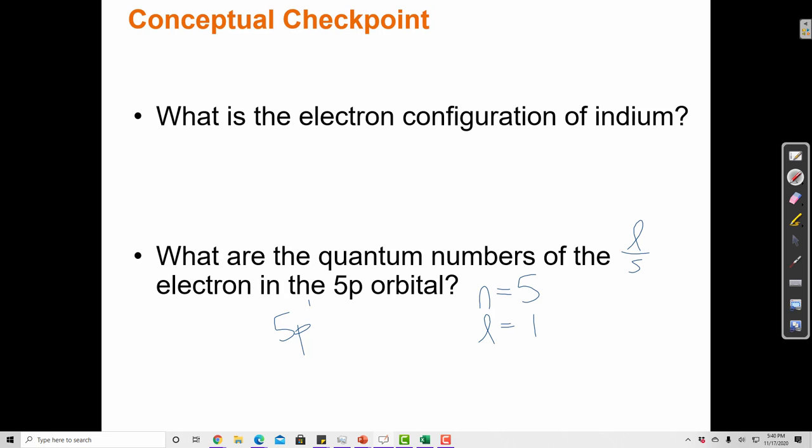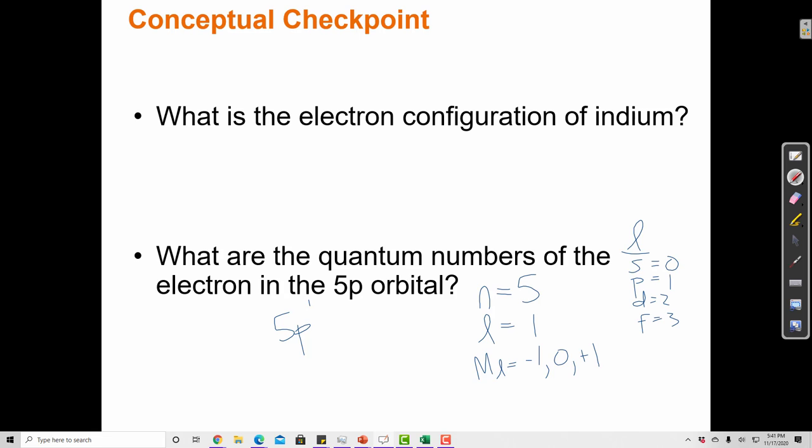Remember S equals 0, P equals 1, D equals 2, F equals 3. So those are the values of L. So when I have a p orbital, L equals 1. M sub L could be negative 1, or it could be 0, or it could be positive 1.